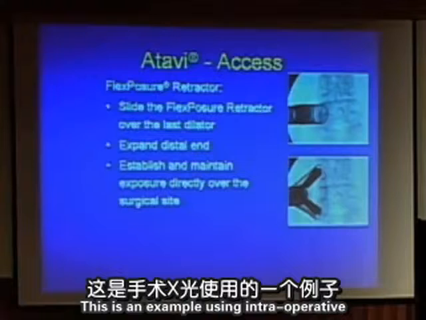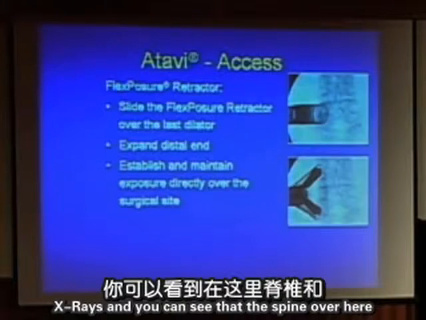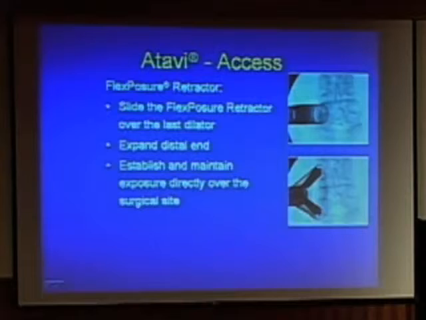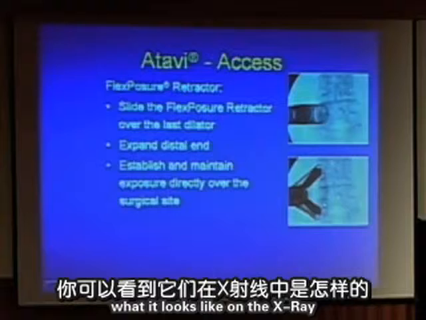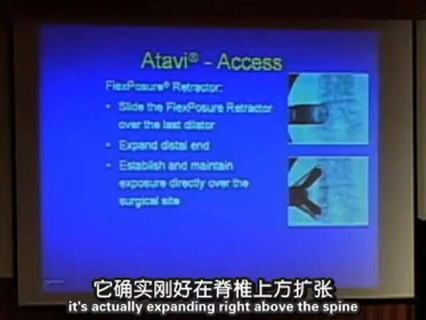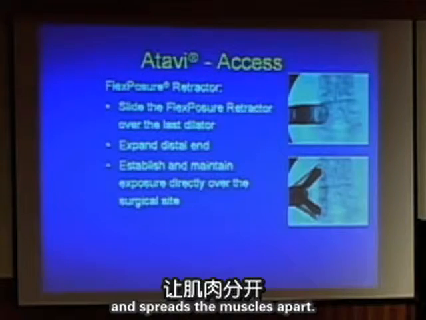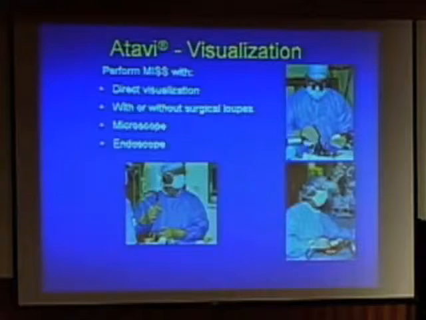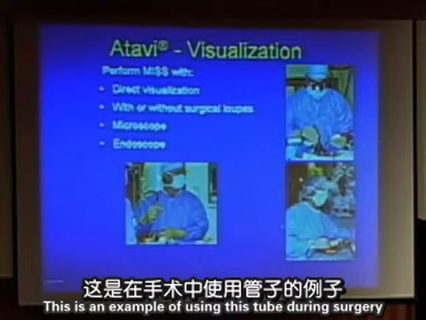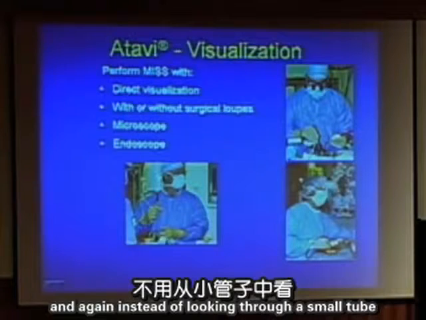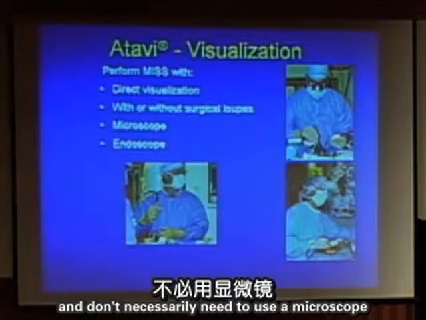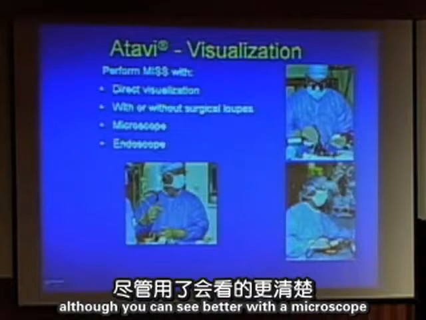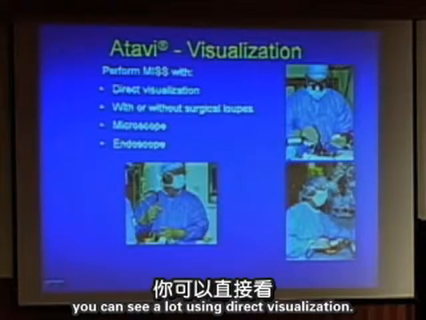This is an example using intraoperative x-rays, and you can see the spine over here with the tube coming down, and then once the tube expands, you can see what it looks like on the x-ray. It's actually expanded right above the spine and spreads the muscles apart. This is an example of using this tube during surgery, and again, instead of looking through a small tube, you can actually see it directly with your own eyes and don't necessarily need to use a microscope, although you can see better with the microscope. You can see a lot using direct visualization.